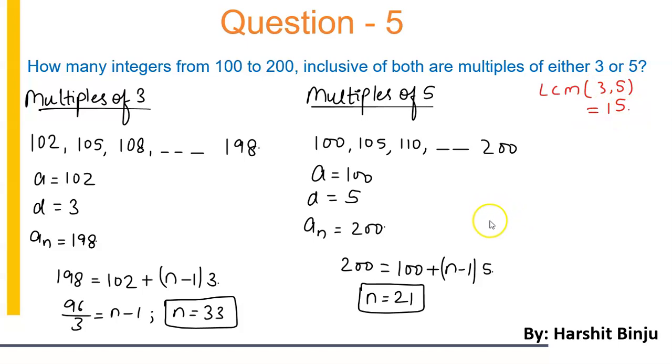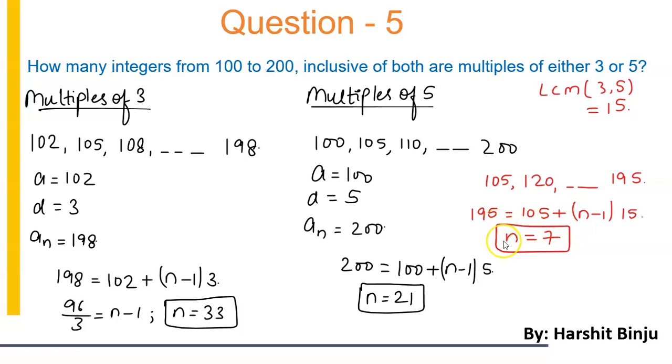So the very first number, which is a multiple of 15 greater than 100, will be equal to 105. Then it's 120 and it goes up to 195. So 195 is equal to 105 plus (n minus 1) into 15. So n will be equal to 7. So there are basically 7 numbers which are multiples of 3 as well as 5.